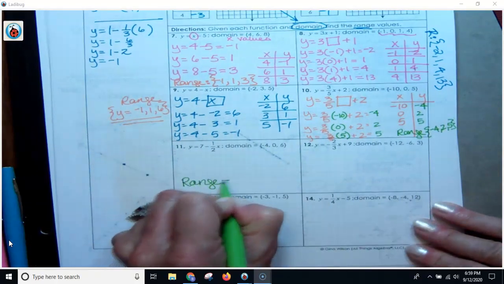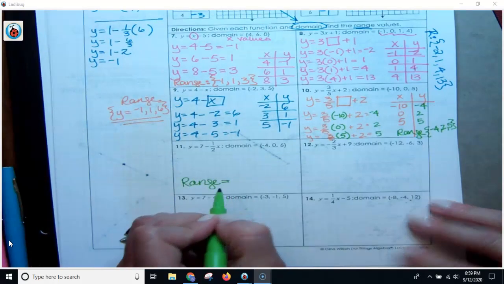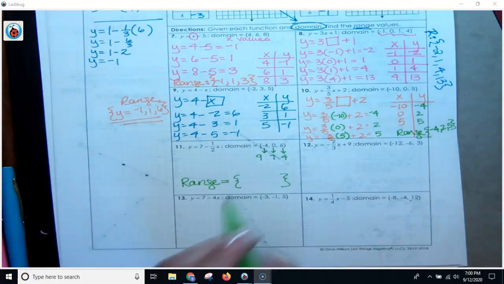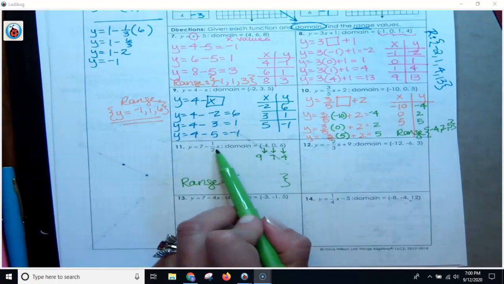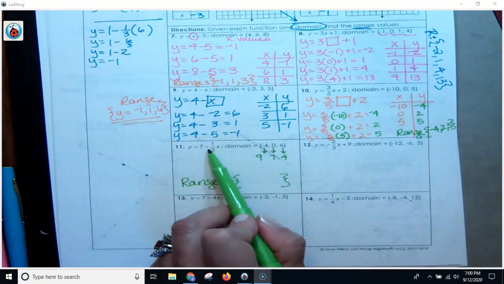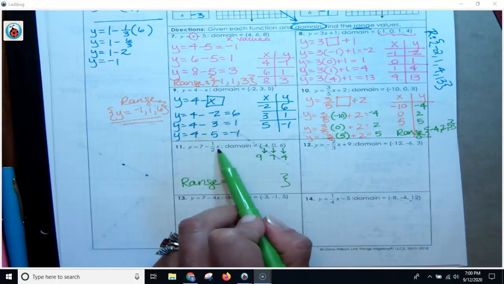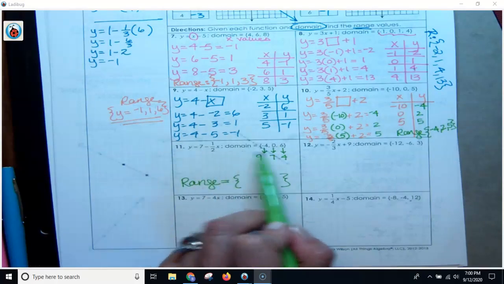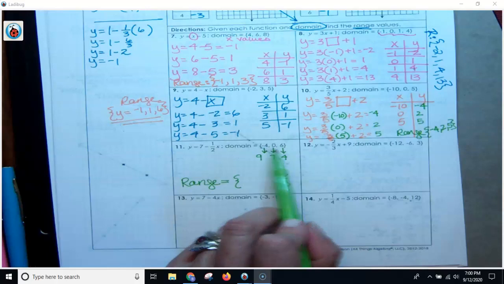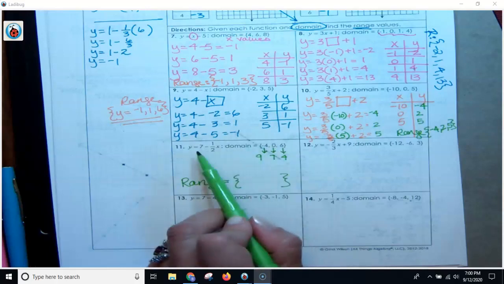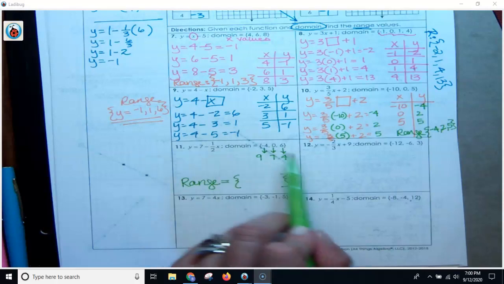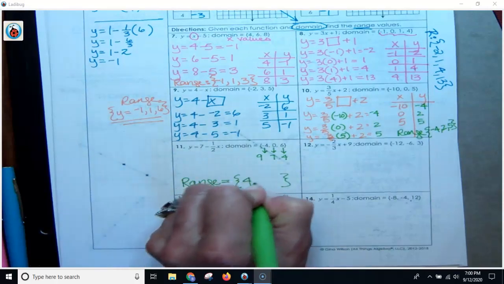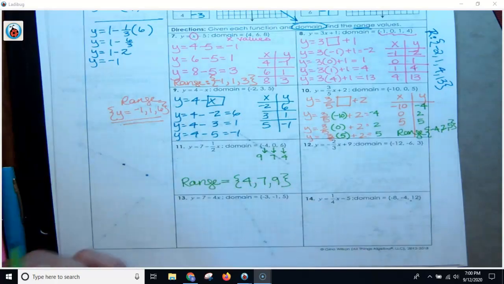My range in this situation is going to be: when x is -4, y would be 9, because 7 minus 1/2 times -4 is going to give me 7 plus 2, which gives me 9. 7 minus 1/2 times 0 is going to give me 7 minus 0, which will give me 7. And then 7 minus 1/2 times 6 is going to give me 7 minus 3, which is 4. So my range is going to be 4, 7, and 9.